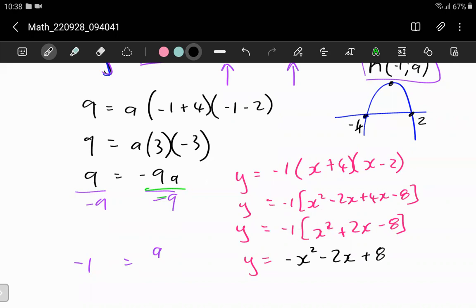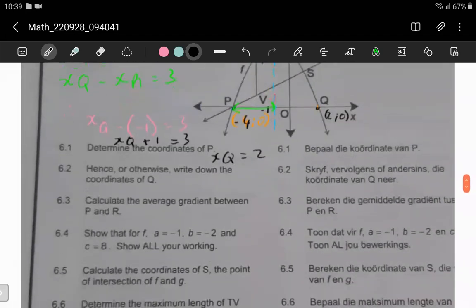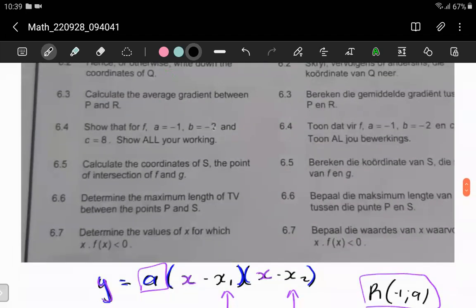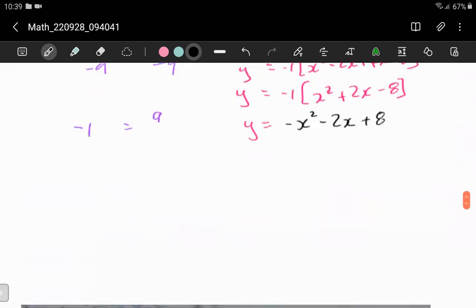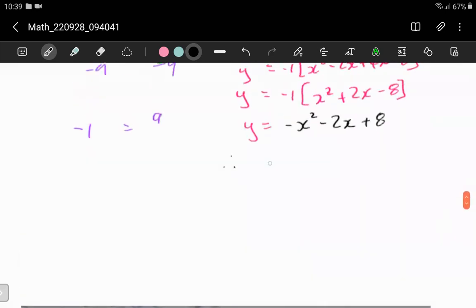So that's where we end off. With this question, you can now go back and say a is this, b is this, c is this. Therefore, a is negative 1, b is negative 2, c is positive 8.